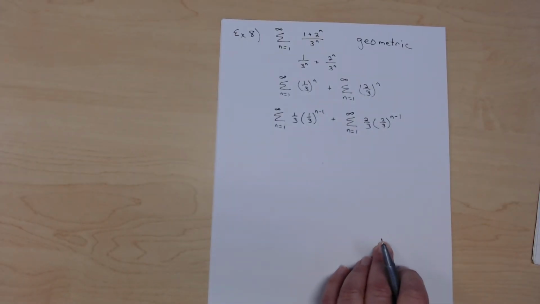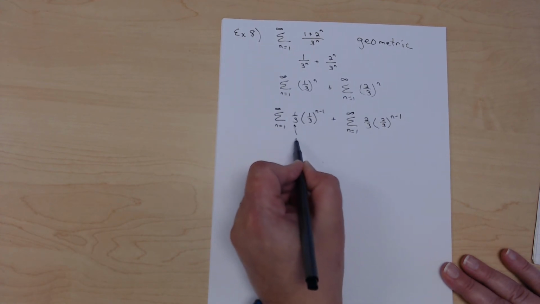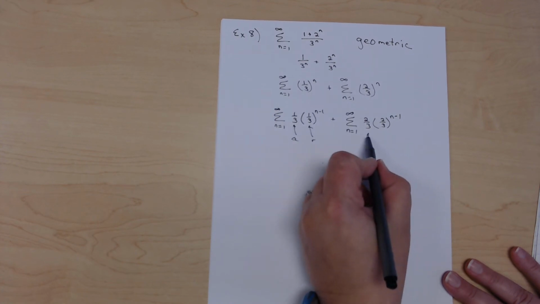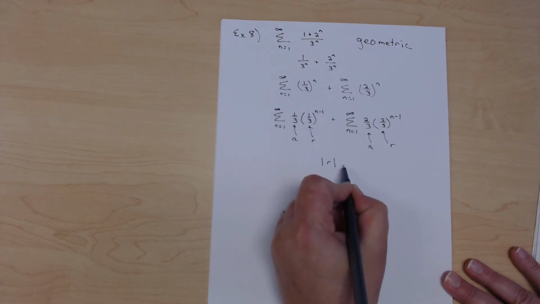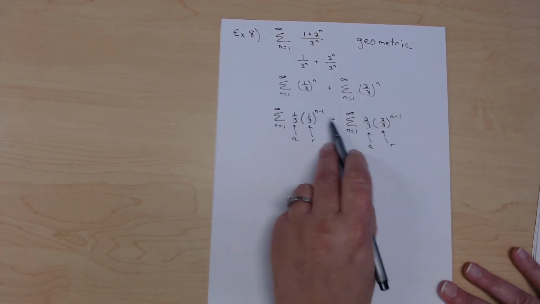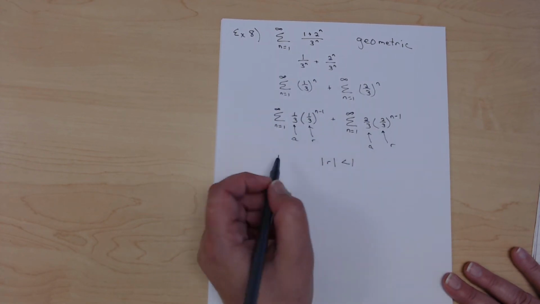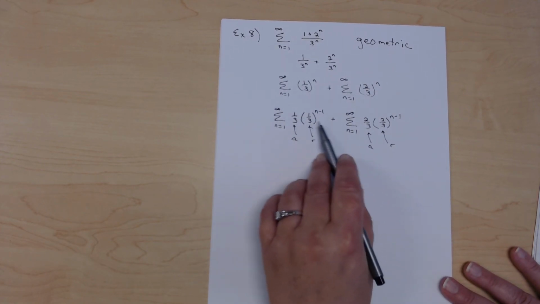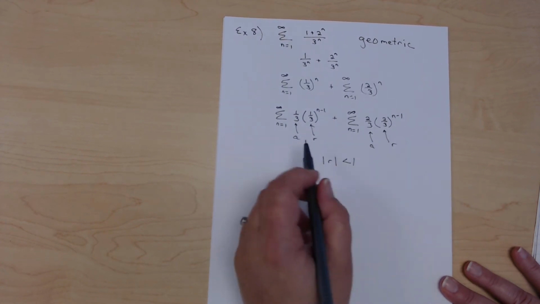Now this is definitely geometric. This is my A, and this is my R. Maybe even do both. This is my A, this is my R. Remember, the absolute value of R has to be less than 1, and they both are. Because they are both less than 1, they both converge. So this is how this one is different. I need to figure them both out. This one's 1/3, so it converges. This one's 2/3, so it converges.